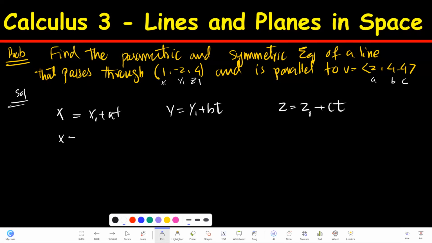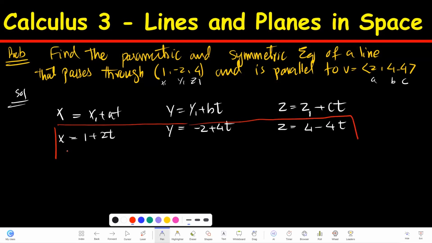And simply, I'm going to substitute the values: x equals 1 plus 2t, y equals minus 2 plus 4t, and then z equals 4 minus t. That is my parametric equation.